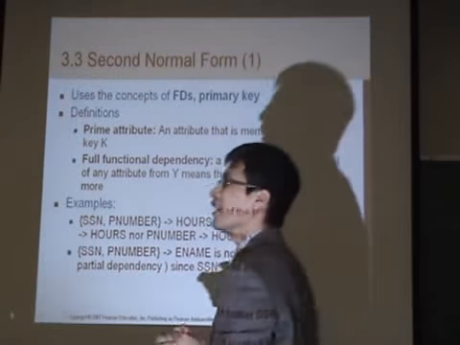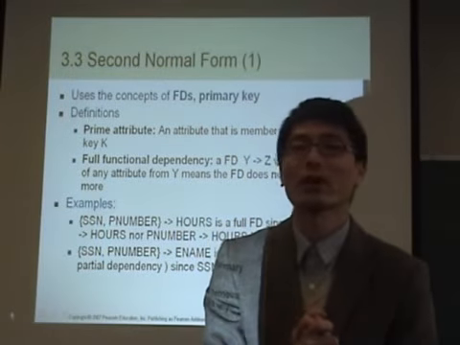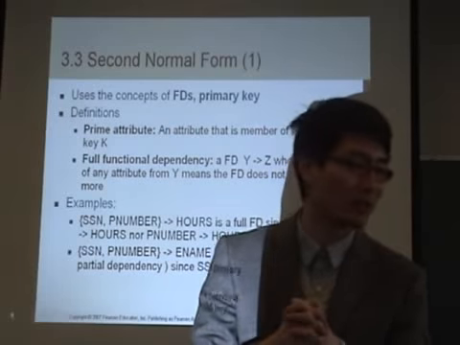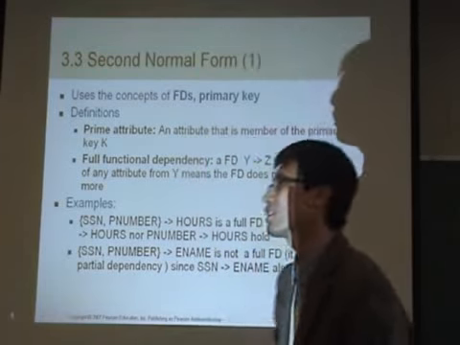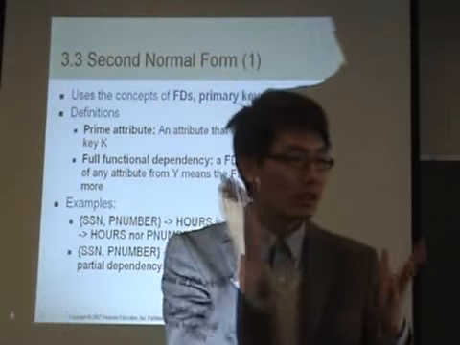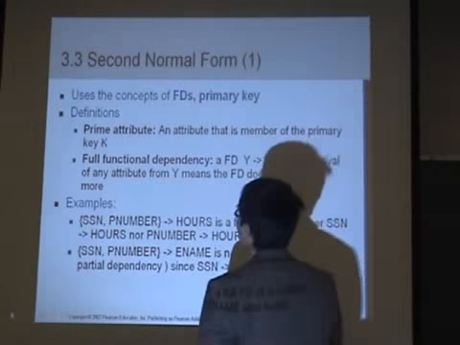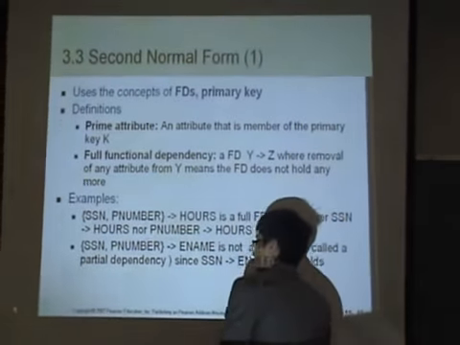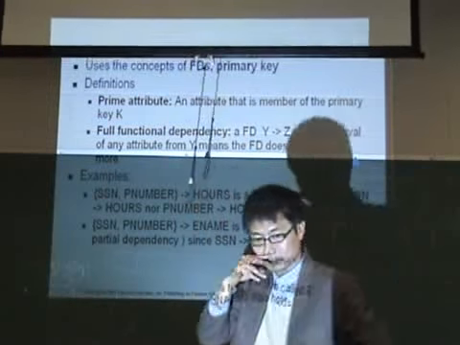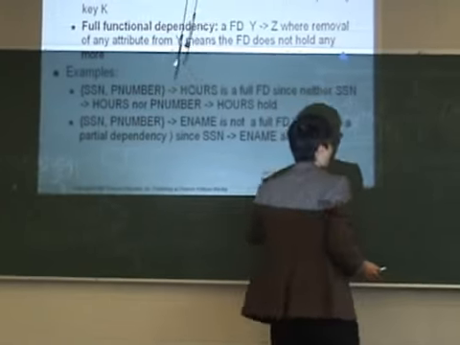The second normalization form is a little bit more difficult to understand than the first normalization form, but that doesn't mean it's very difficult. Second normalization form simply requires full dependency on the key. Let's see the example. Full functional dependency.